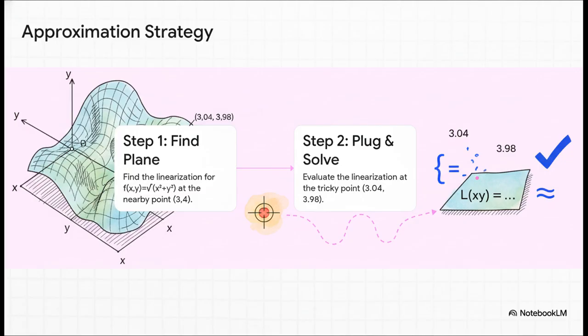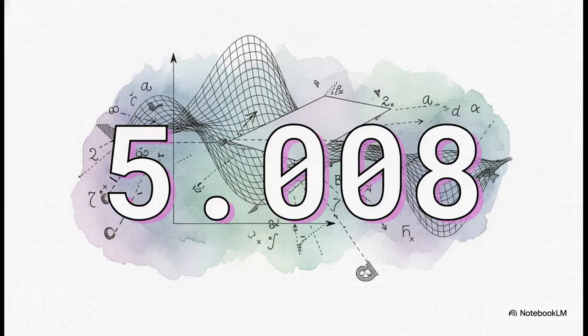First, we find the tangent plane equation, which we can also call the linearization, at a nice, easy point nearby, like (3, 4). Then, we use that super simple plane equation as a stand-in for the messy original function, and we plug our tricky numbers into it. Since our point is so close to where the plane is tangent, the plane's answer should be incredibly close to the real answer. So, after we find that tangent plane at (3, 4) and we plug in our messy numbers, the answer we get is 5.008.